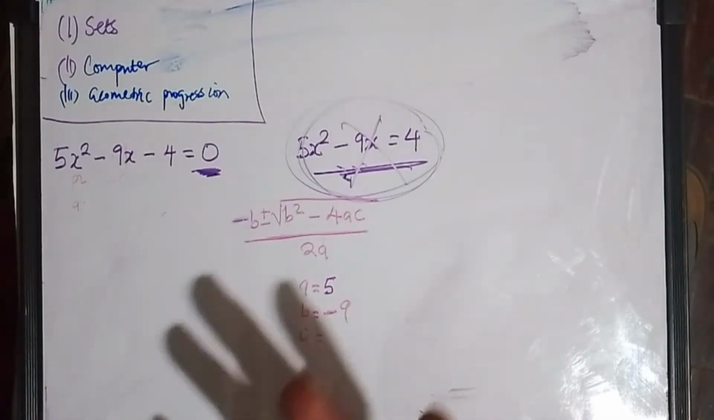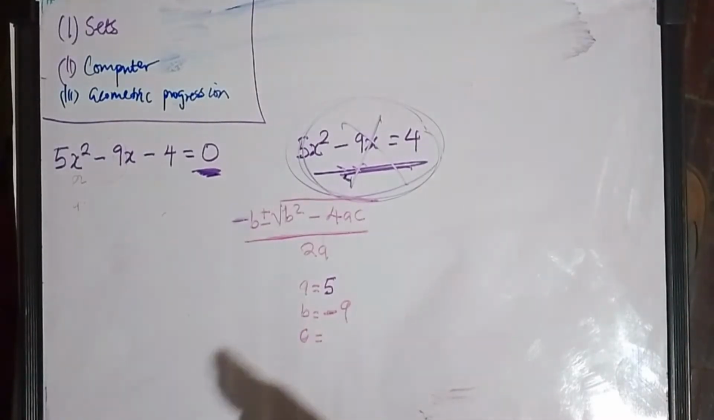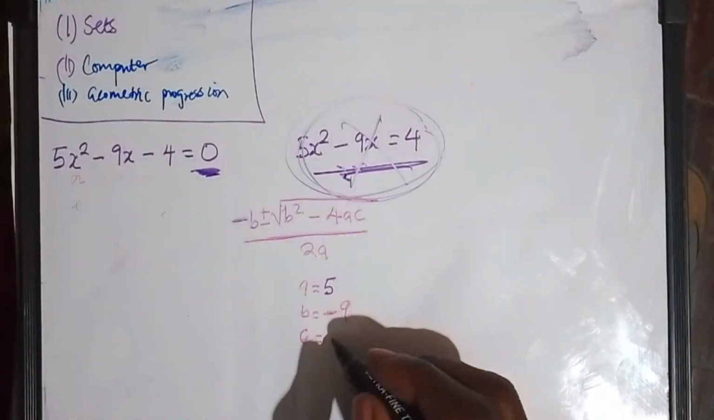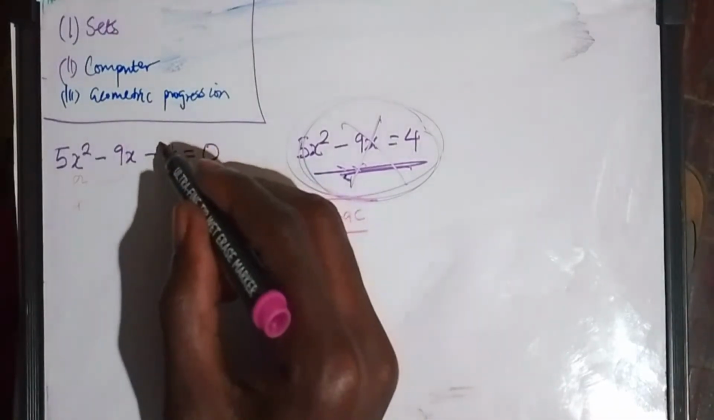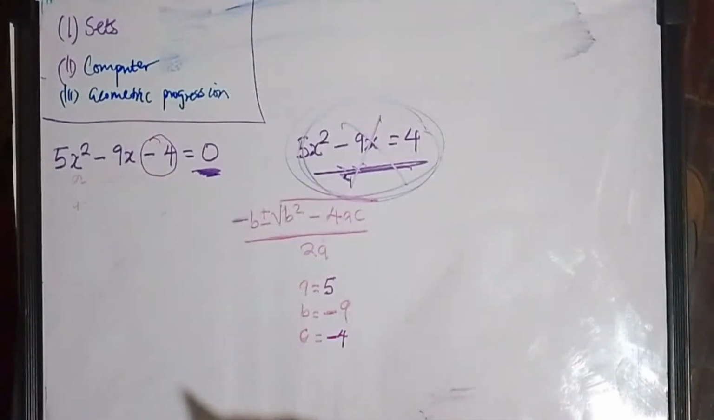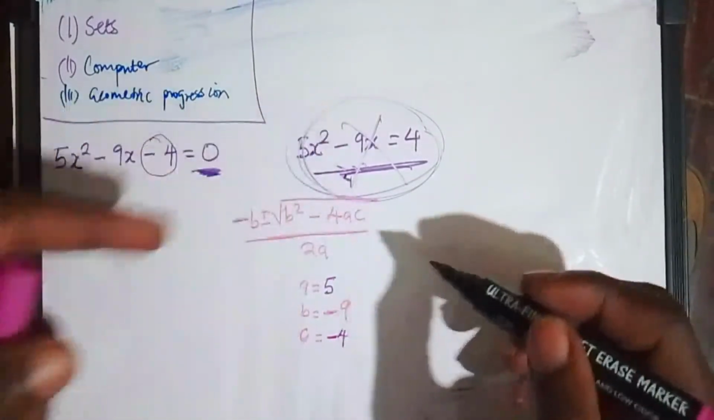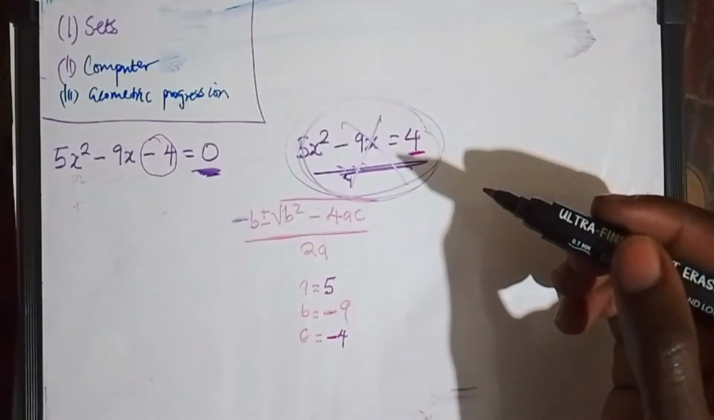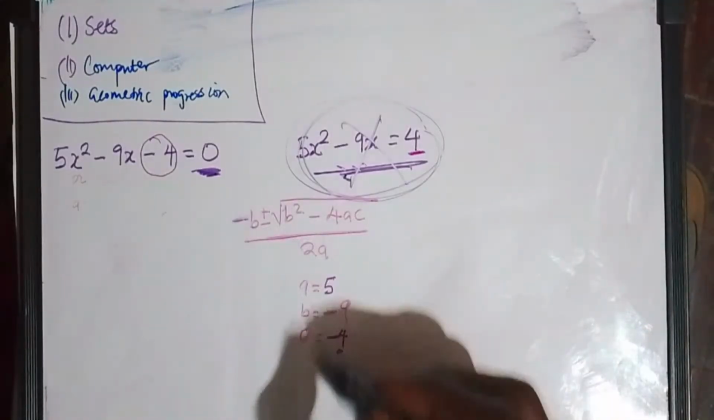Moving on to our C. You already know that C is the number without anything. This number does not have a letter. So the number without the letter is C, which is in our case negative 4. Again, get it with the sign. Don't leave out the sign. Now if, for example, you started solving with the equation like this, for the last one you could have gotten positive 4 instead of negative 4, which would have made your answer wrong.